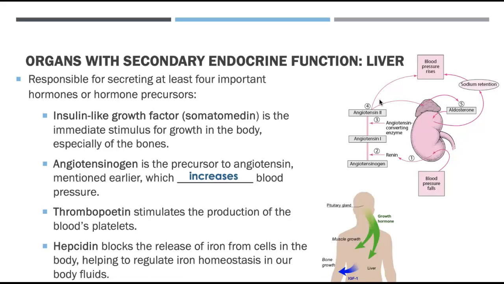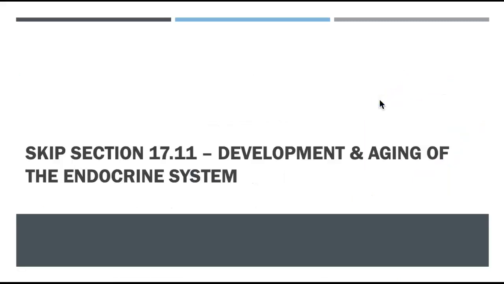Now, last section is 17.11 on the development and aging of the endocrine system. You can skip this section. Also, there is a lot of pathology that has to do with our endocrine system. We already have a lot of content that we've covered, so I'm going to save a lot of the pathology material for pathophysiology, which you will take in the spring. I will post another video recording in case you want to get a preview of what some of those topics are, but it will be supplemental. You won't have to start learning that material just yet.